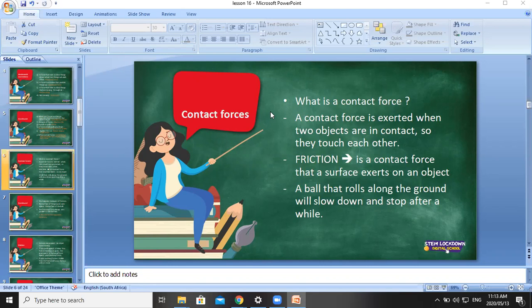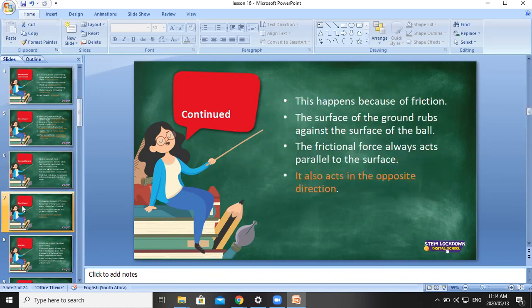So the level of friction is not the same in different surfaces. We need to look at that as well. What type of surface are we talking about? The type of surface will obviously show us a different amount of friction. This happens because the surface of the ground rubs against the surface of the ball. The frictional force always acts parallel to the surface.